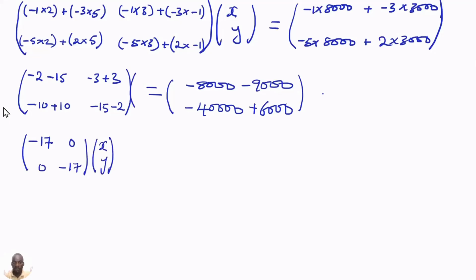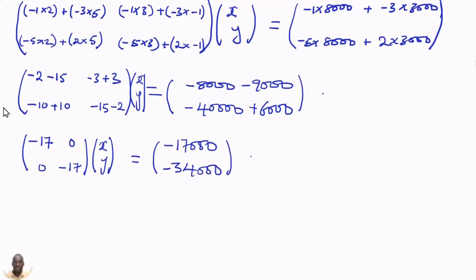Even here, I'd forgotten it, xy. So equals to negative 8,000 take away the 9,000. We are getting negative 17,000. Then negative 40,000 plus the 6,000. We are getting negative 34,000.